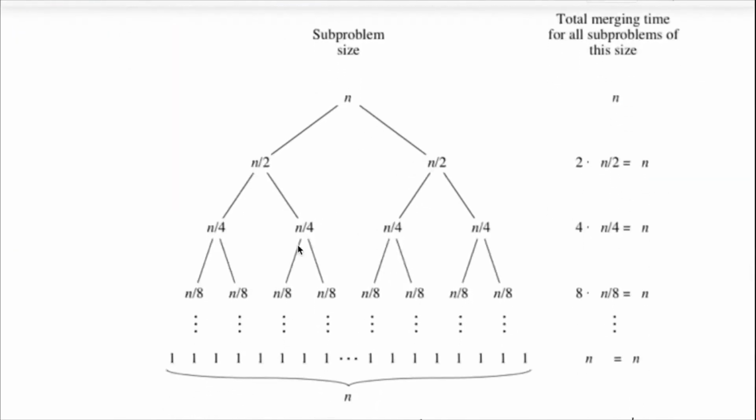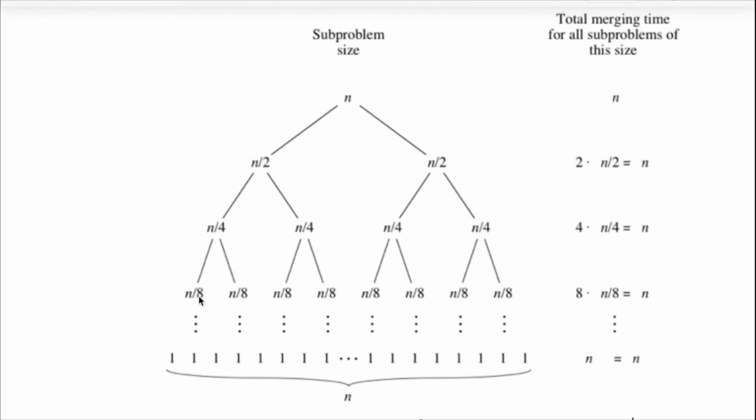Now if we visualize the problem as a tree where we are calling merge sort with n elements, and that ends up calling merge sort with n by 2 elements, and that ends up calling merge sort with n by 4 elements, all the way down, and then we start merging. When we get to individual elements, we are calling merge with literally single elements. And as we come up here, we are calling merge.